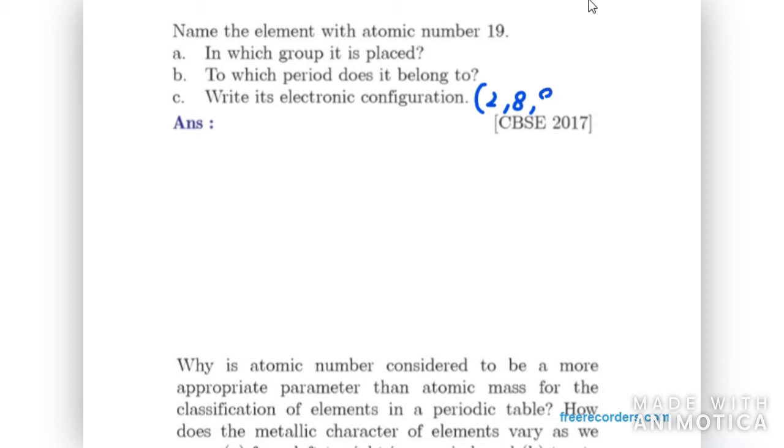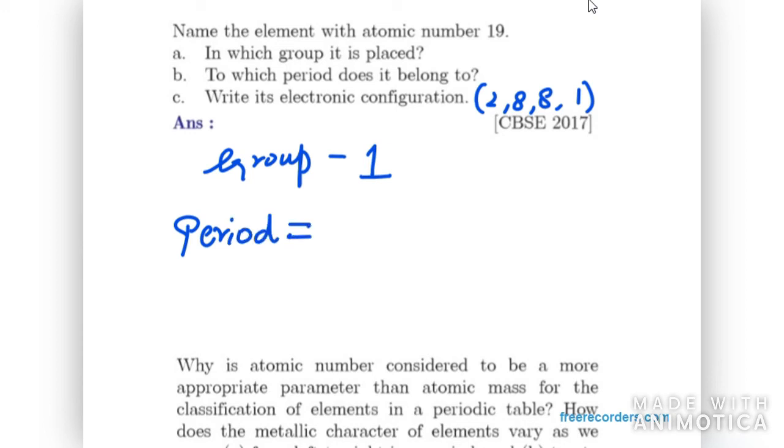Now we need to state in which group it is placed. So the last number suggests the group number, so it will be 1. Now the period. Period means number of shells the element has. So here it has 4 shells. So that means the period will be 4.